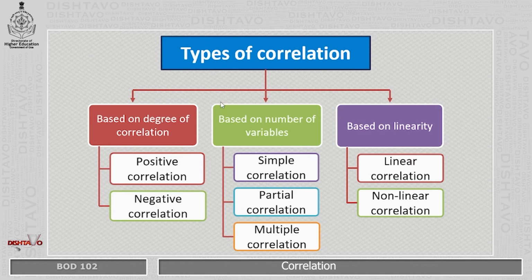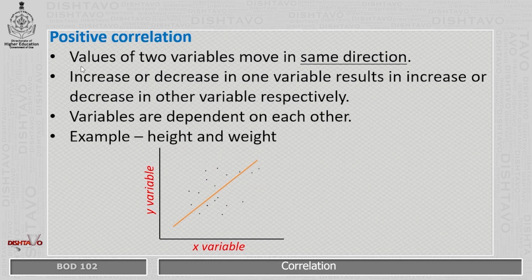There are several types of correlations and the three main types are based on degree of correlation, based on number of variables and based on linearity. Based on degree of correlation, it is either positive correlation or negative correlation. Based on number of variables, it is simple, partial or multiple correlation, and based on linearity, it is linear or non-linear correlation.